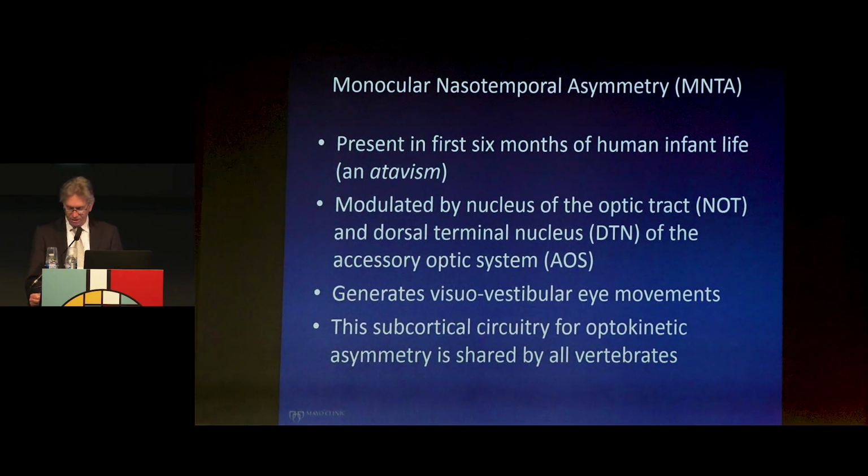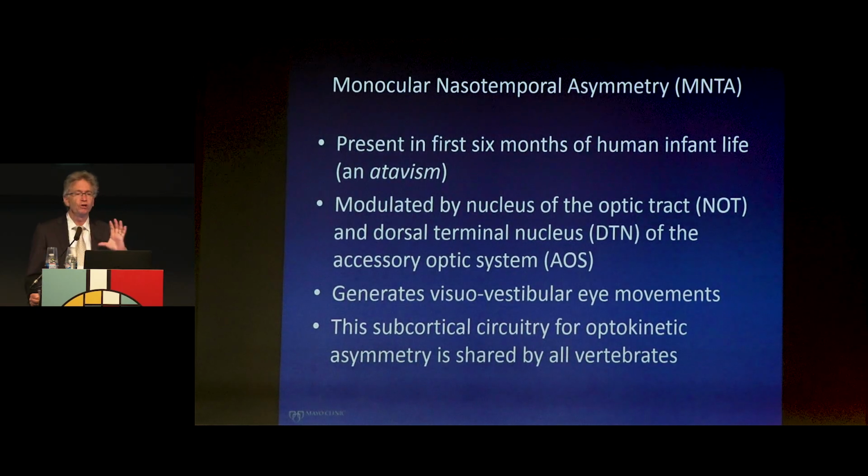Monocular nasotemporal asymmetry is generated by the nucleus of the optic tract and the dorsal terminal nucleus of the accessory optic system. Now, I know when you hear those words, you get the oral equivalent of dyslexia because those words are just gibberish. But these are simply subcortical midbrain nuclei that subserve full-field motion detection.